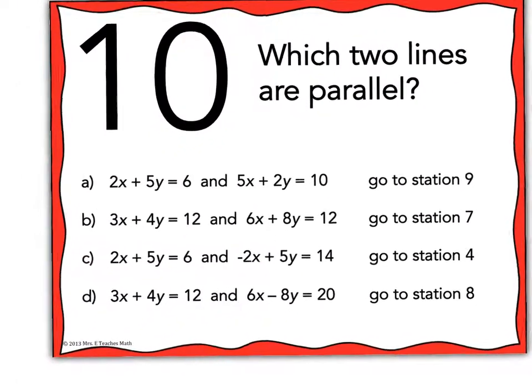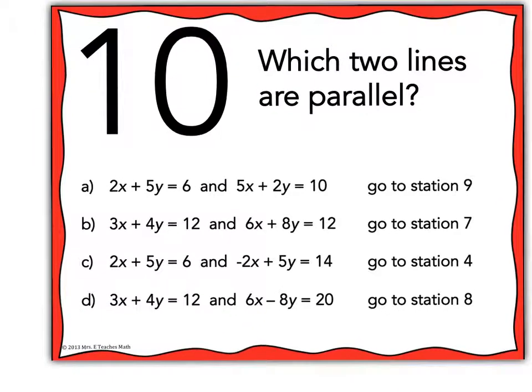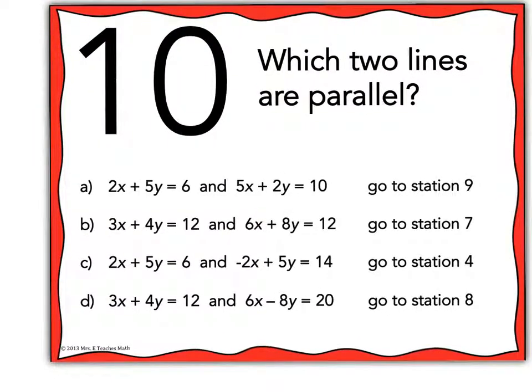Okay, last one. Okay, which two lines are parallel? So we're looking for the same slope here. But these are not in slope-intercept form, they're in standard form. So what you want to look for, you know what you're going to do. You're going to have to move the x to the other side and then divide by the y. So let's look and see if we can eliminate any choices here.